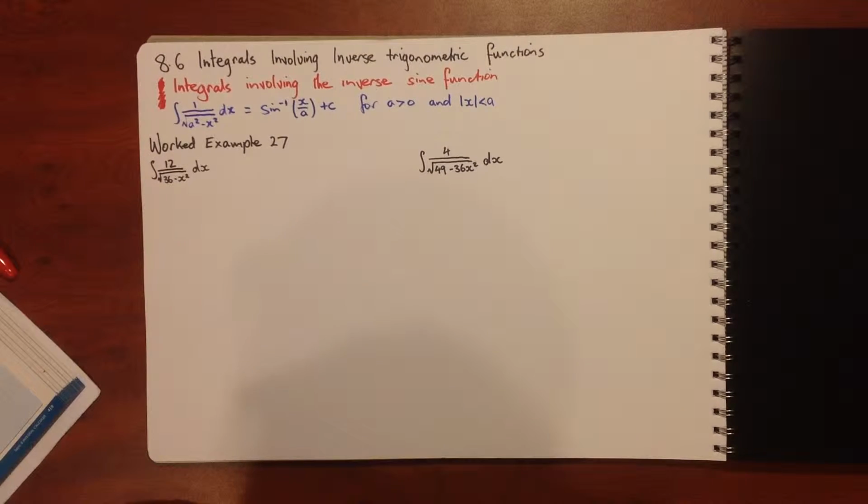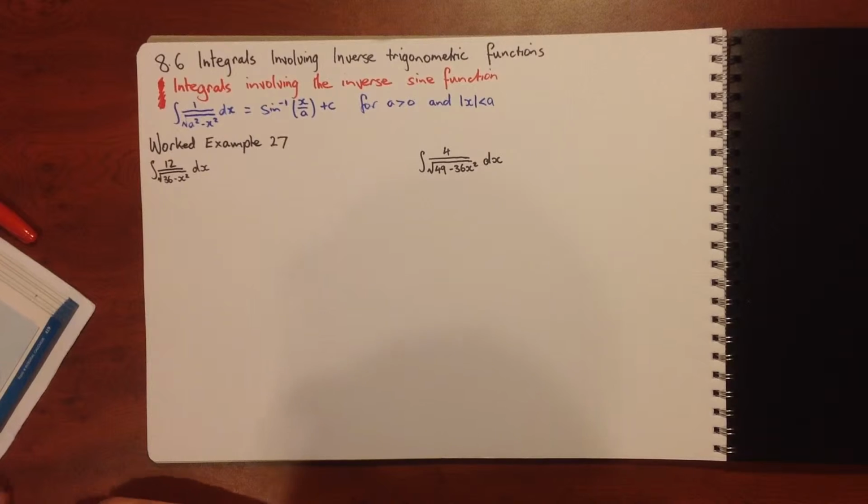So the integral of 1 over the square root of a squared minus x squared dx is equal to the inverse sine of x on a plus c. And that's for a larger than 0 and the modulus of x less than a. So we'll have a look at a couple of worked examples.